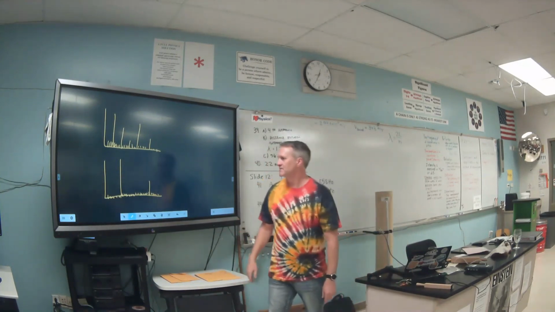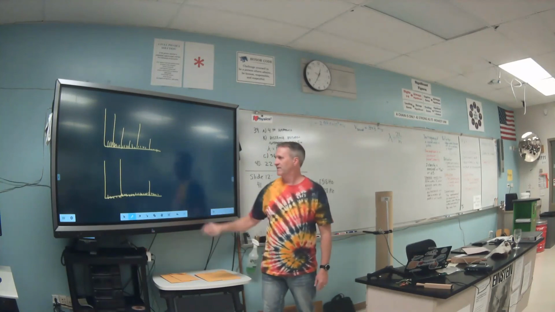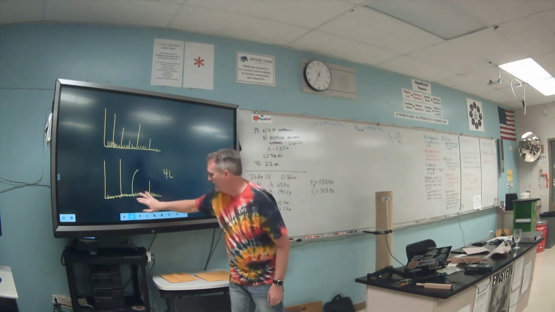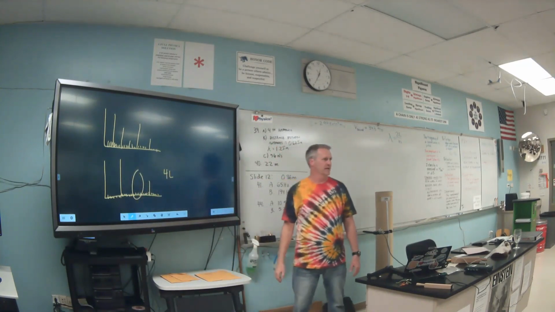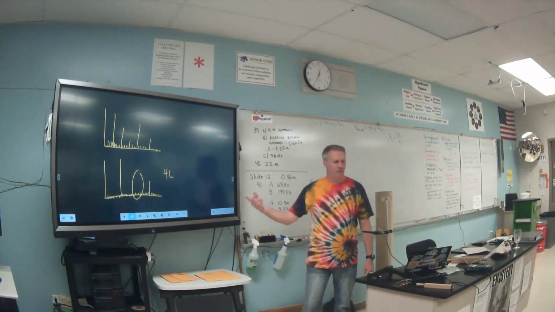So anyway, A or B, which one's 4L? B is, right? This is 4L. Because there should be a second harmonic right there, and there's not. It's missing. You see what I'm saying? Okay. 2L and 4L devices.